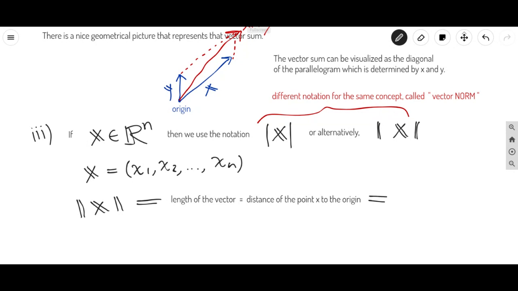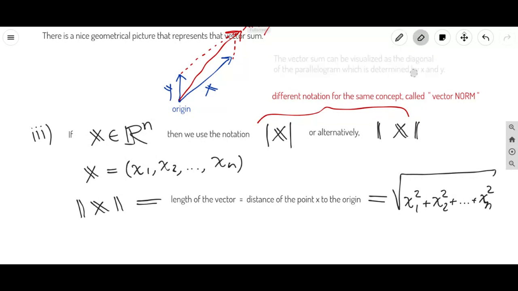And we'll write down how you calculate it. The way you find it is the Pythagorean theorem. It's the square root of the sum of squares. So it's the square root of x1 squared plus x2 squared plus up to xn squared. That's what we call the vector norm.